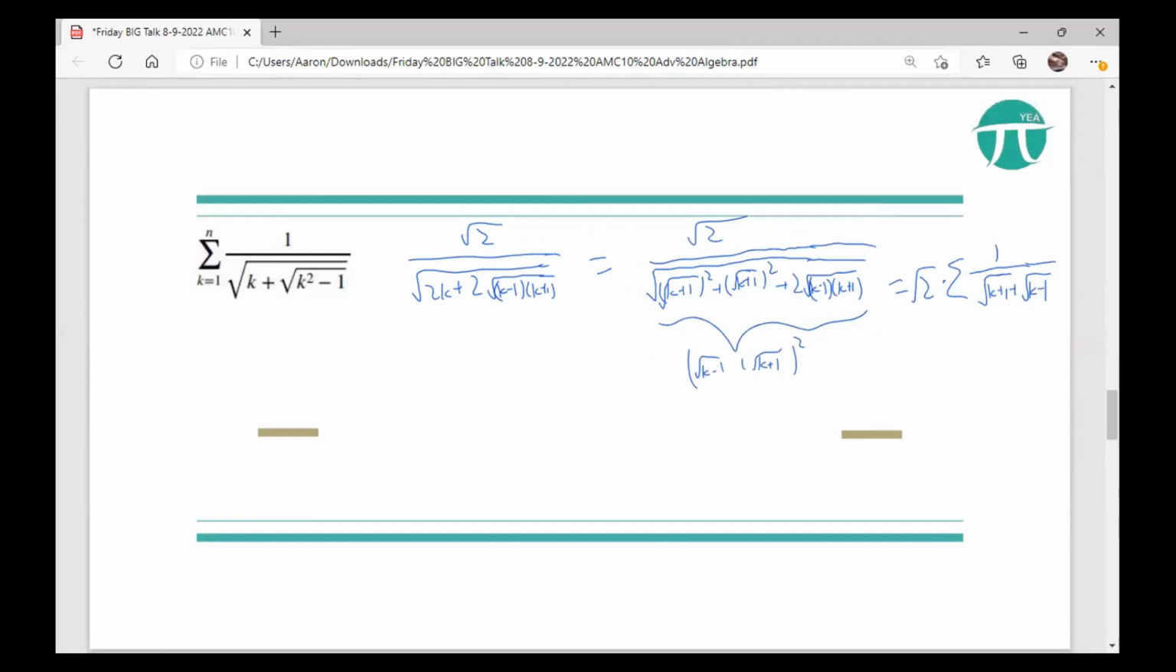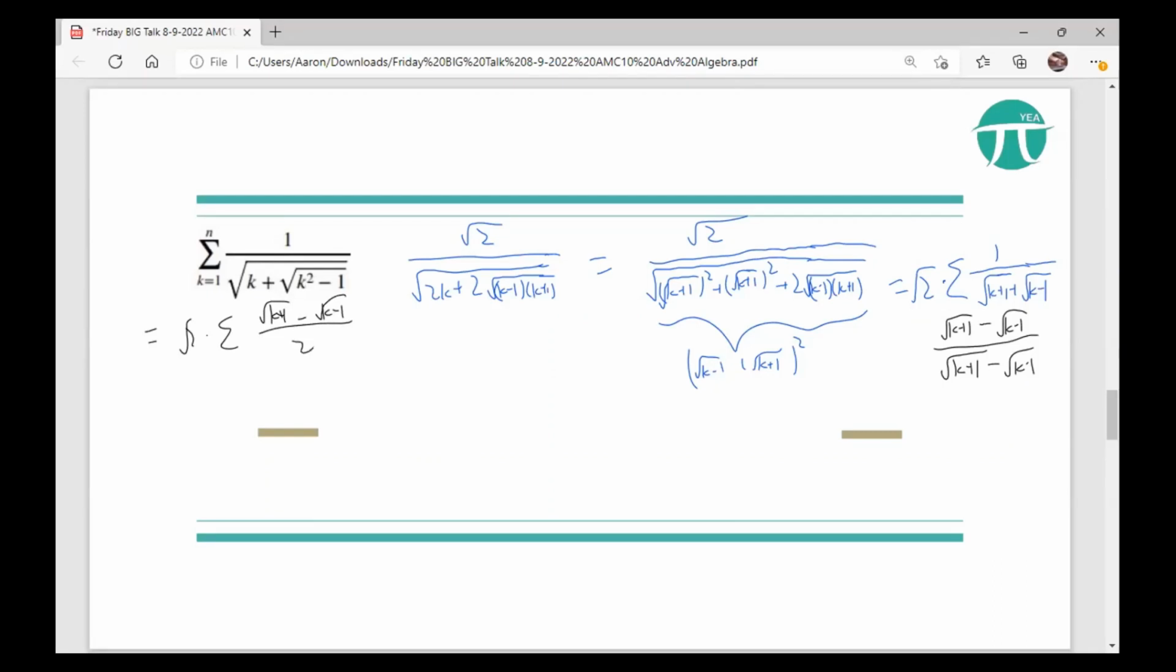Next what you can do is just rationalize the denominator, which means you're multiplying it by root k plus 1 minus root k minus 1 over root k plus 1 minus root k minus 1. And doing this, you can get that the sum here is equal to root 2 times the sum of root k plus 1 minus root k minus 1 over 2.